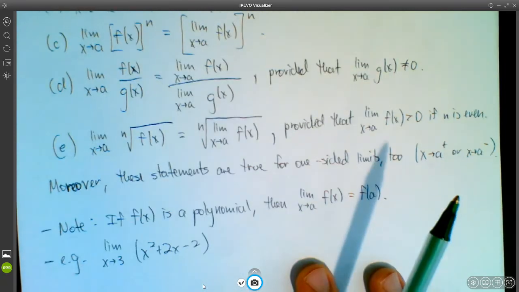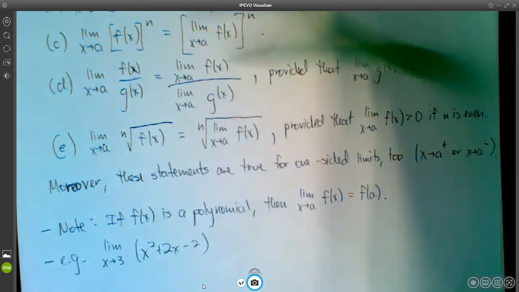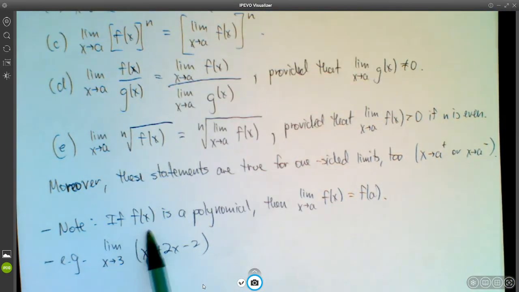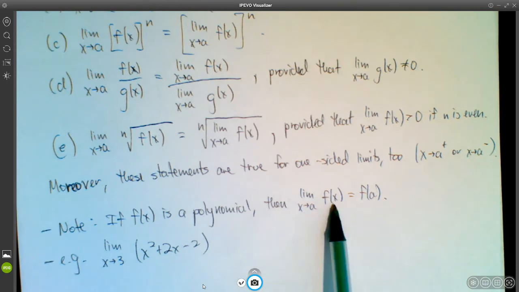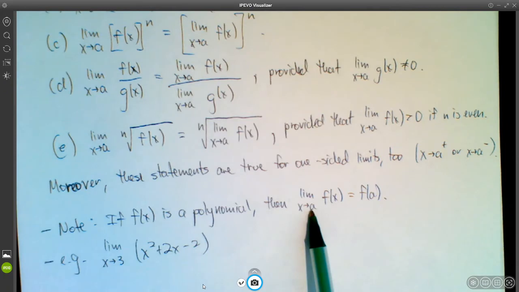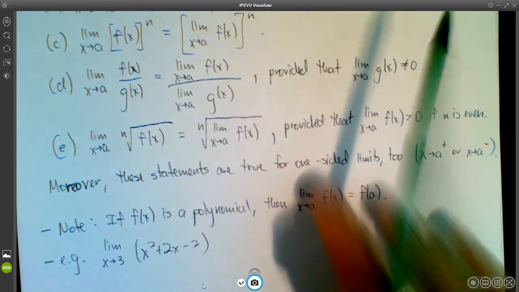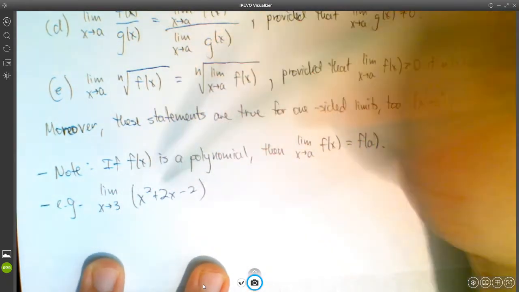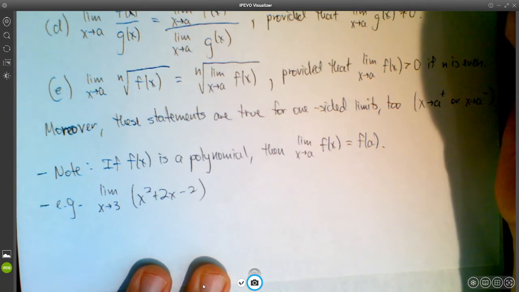Another thing that I will point out, an immediate consequence of all of this stuff, is that if f of x is a polynomial, then the limit as x approaches a of f of x is just f of a. In other words, you calculate the limit just by plugging a in for x. And I'll show you an example of this. So for example, we have the limit as x approaches 3 of x squared plus 2x minus 2.